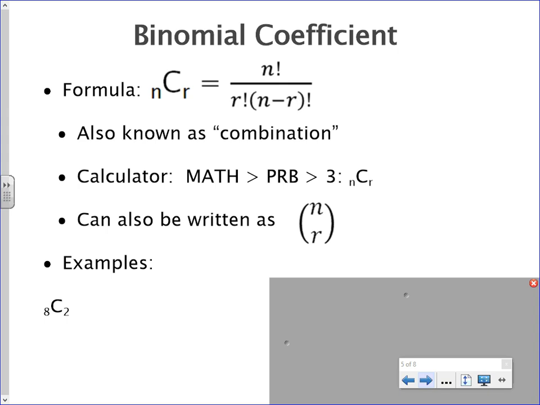What is 8 combinations of 2? 28. Way better than having to write out Pascal's triangle and figure out what that number is, right?